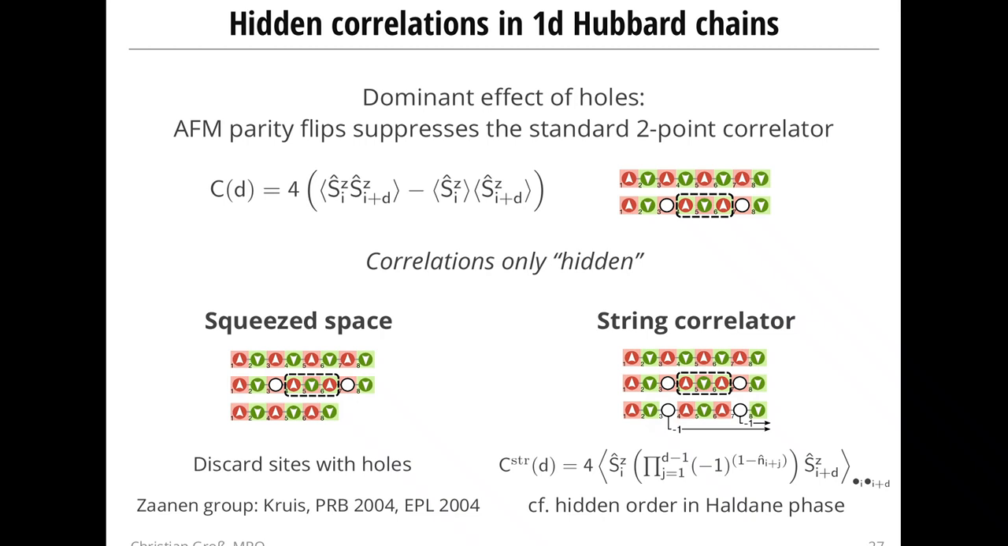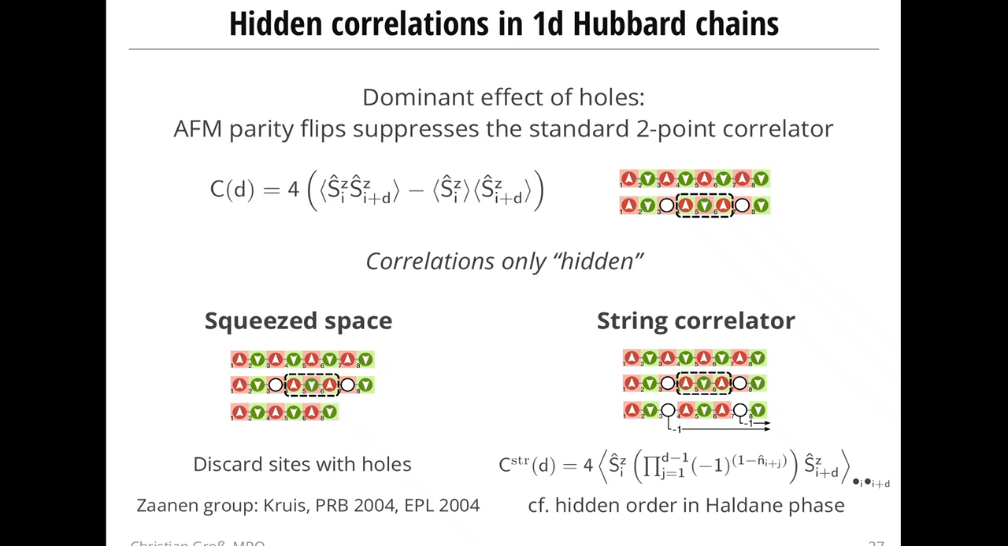So that is the idea that came out of Jan Zaanen's group. You see, we remove the holes in post-analysis and shift everything together, we get squeezed space, and there you get perfect antiferromagnetic order. And this is now completely independent of how many holes we had in this chain.